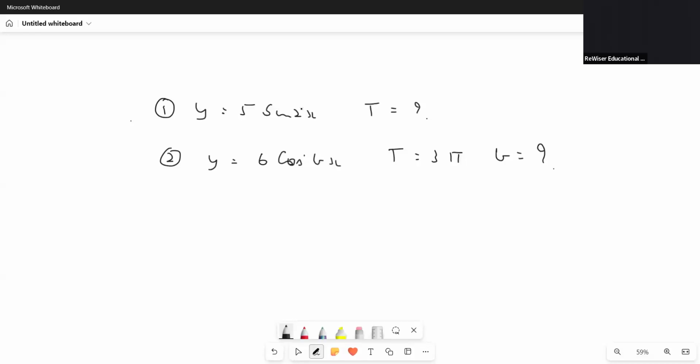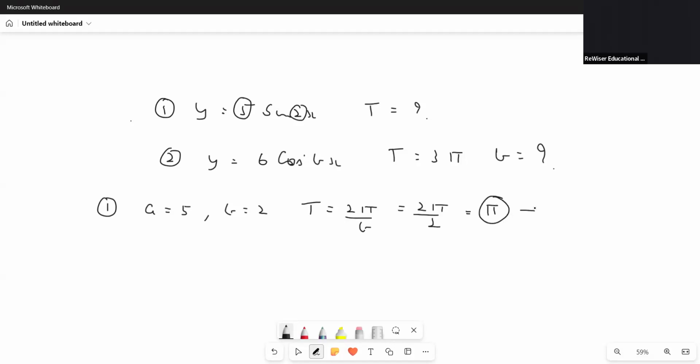Now, in the first case, we first have to write the value of A. So if I'm writing down the answer, A equals 5 and B equals 2. We know that the formula for the time period is 2 pi by B. So that means it should be equal to 2 pi by 2, and that should be equal to pi. So that's the answer for the time period of the wave.